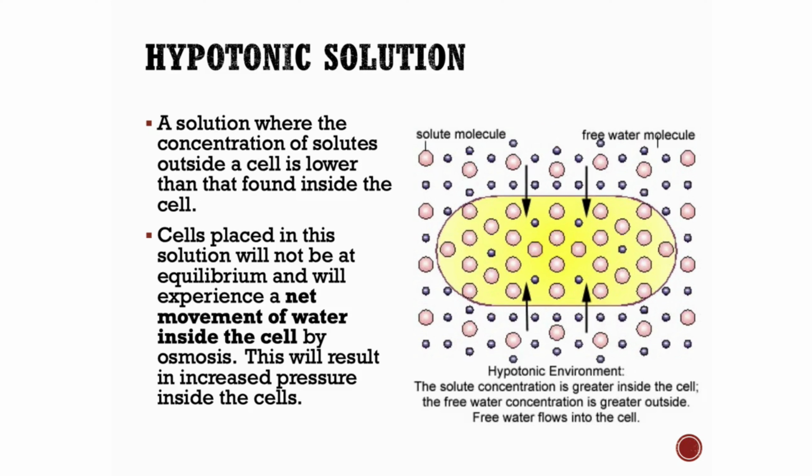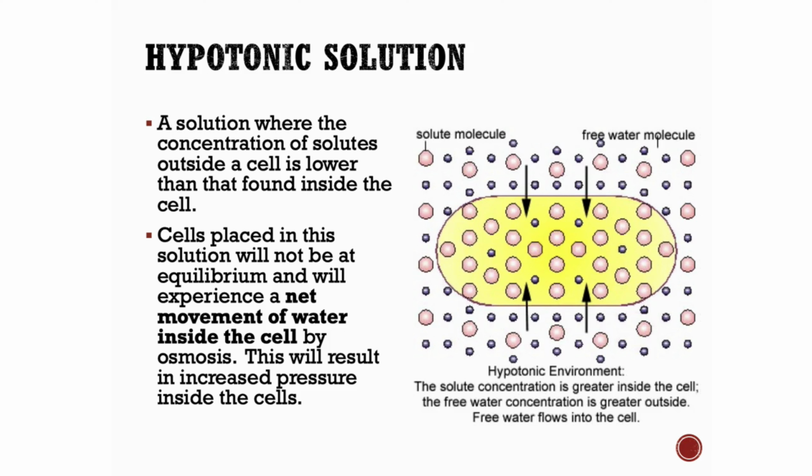When it comes to a hypotonic solution, what is a hypotonic solution? A solution where the concentration of solutes outside the cell is lower than that found inside the cell. So it means that the concentration inside of the cell is more than the outside. So cells placed in this solution will not be at equilibrium and will experience a net movement of water inside the cell by osmosis. This will result in increased pressure inside the cells.